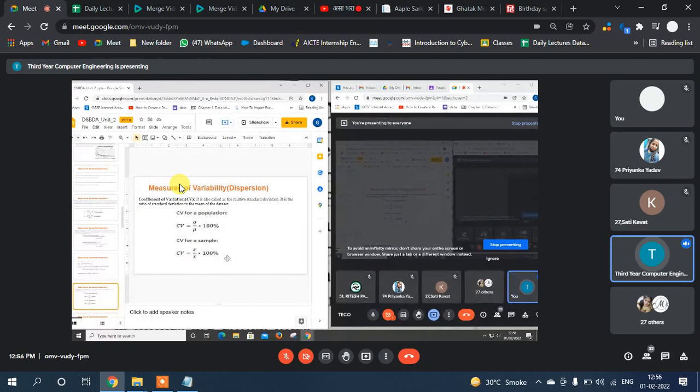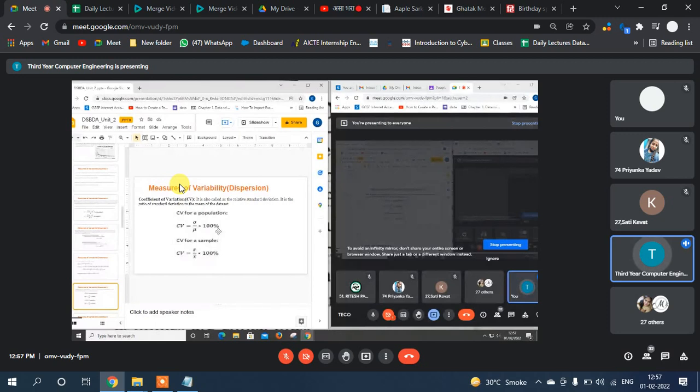It is again related to variation, so variance is involved in the coefficient of variation. It is also called the relative standard deviation. It is the ratio of standard deviation to the mean of the data set. The coefficient of variation for a population is the ratio of standard deviation to the mean. If I want it as a percentage, I multiply by 100%. So the coefficient of variation is standard deviation divided by mean, times 100%, and it is calculated in terms of percentage.